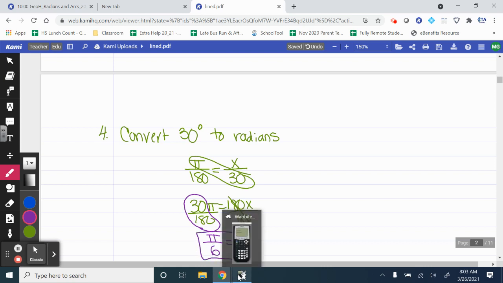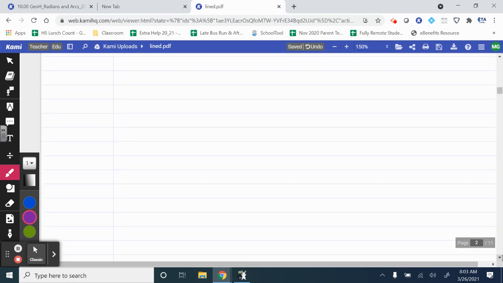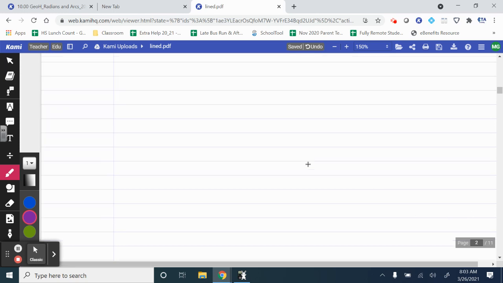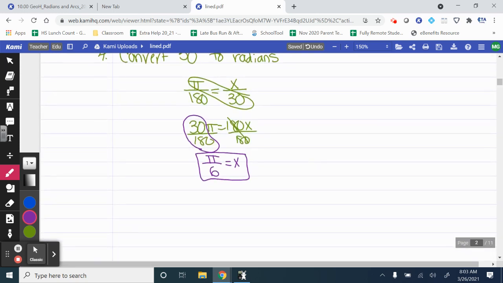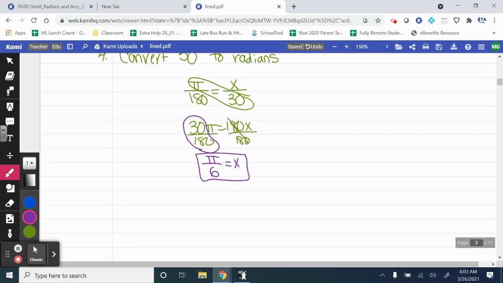So I want these written in terms of pi, so don't type the pi in the calculator. So pi over 6, I want it as a fraction reduced and in terms of pi.